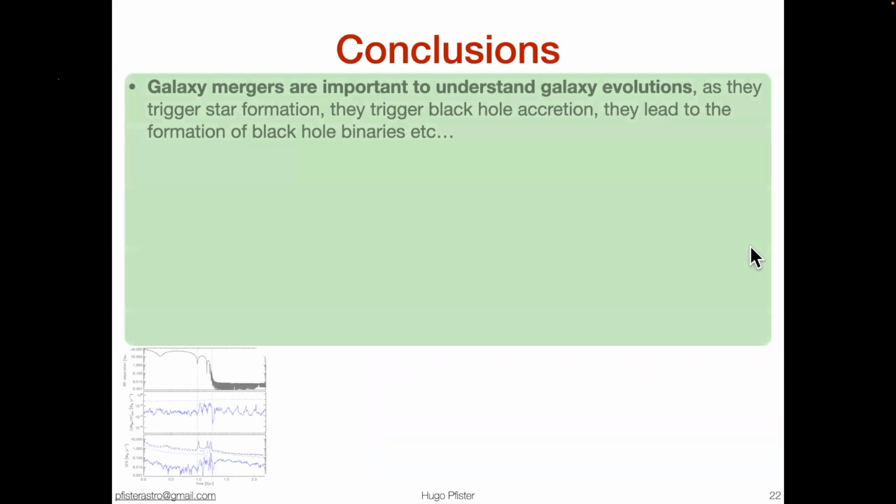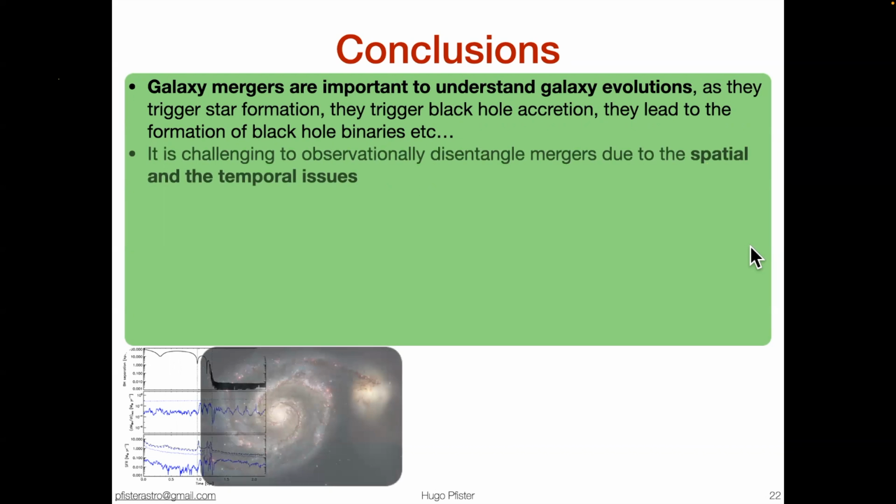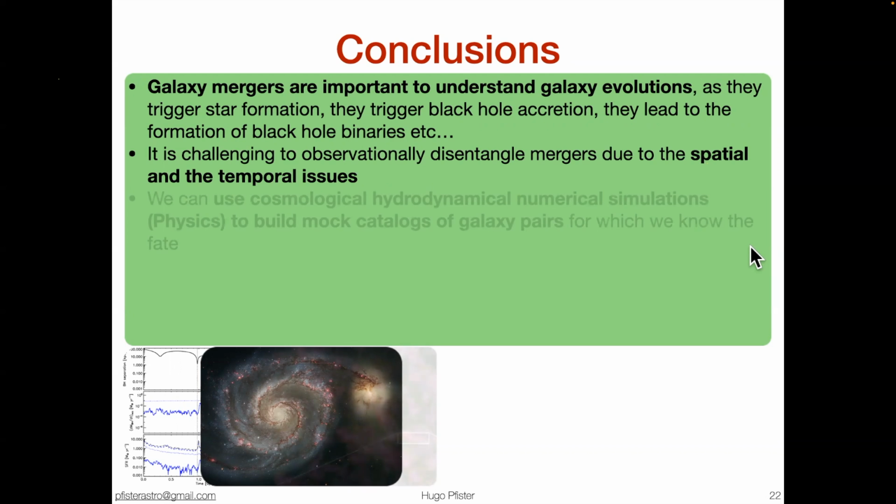I hope you learned something, at least about galaxies, that are important if you want to understand galaxy evolution, because they trigger star formation, they trigger black hole accretion, they lead to the formation of black hole binaries, etc. That it's very difficult from an observational perspective to know if two galaxies will merge, because you cannot wait, since these processes take billions of years, and because you cannot go around the system to see what the speed is, what the real position is, etc.